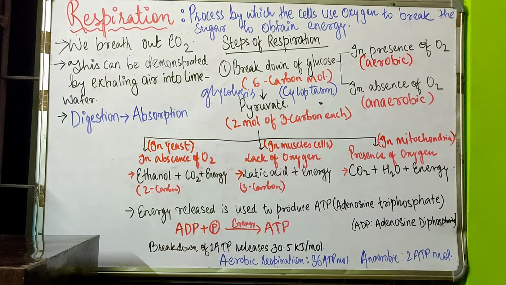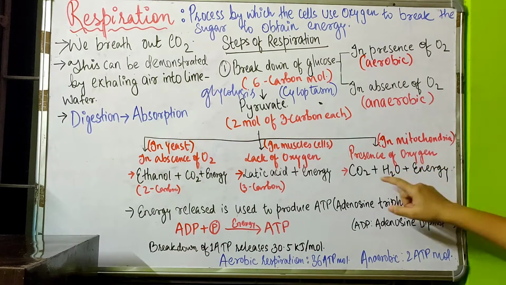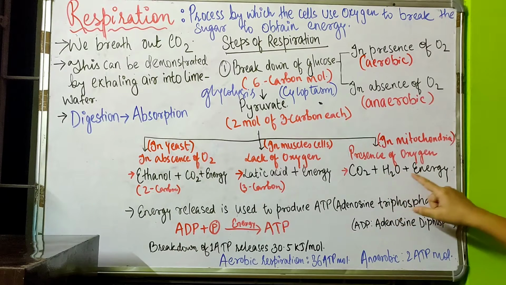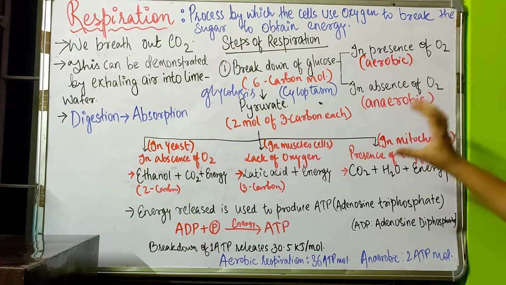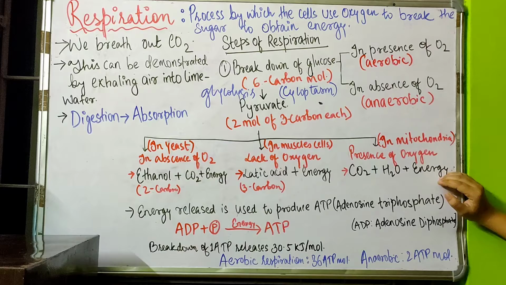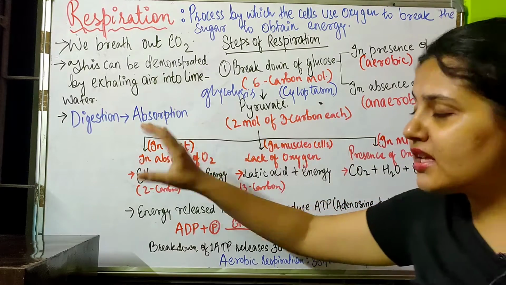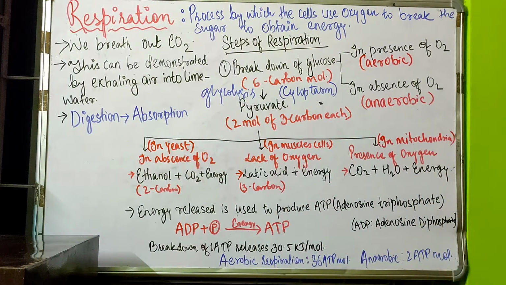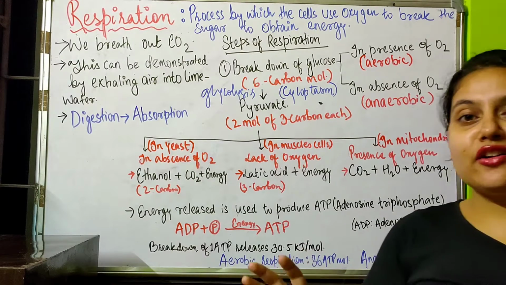Now you see, in the presence of oxygen, what is produced? CO2 plus H2O plus energy. That means the end product of aerobic respiration is carbon dioxide plus water plus energy. Okay, I hope you got all these things. If you have any kind of doubt, then you can please ping me in the comment section below. I'll be clarifying your doubts.